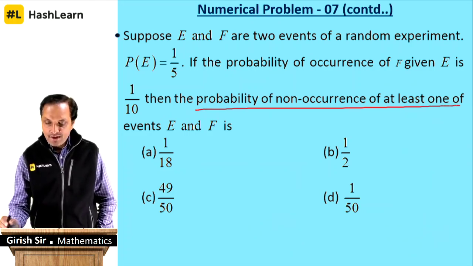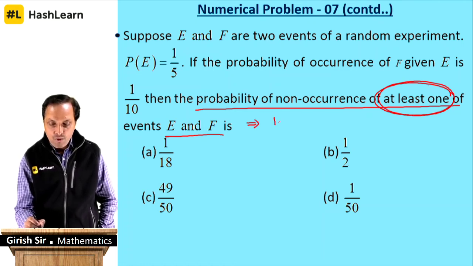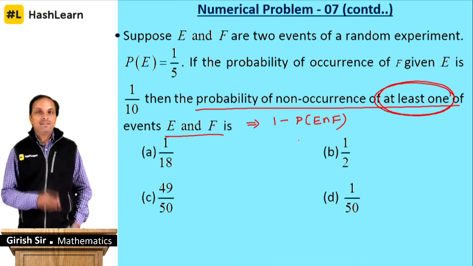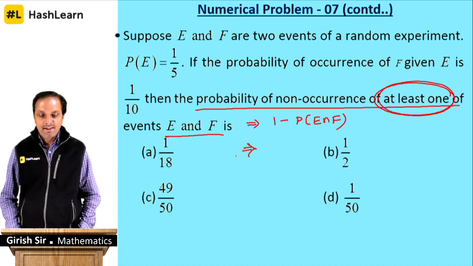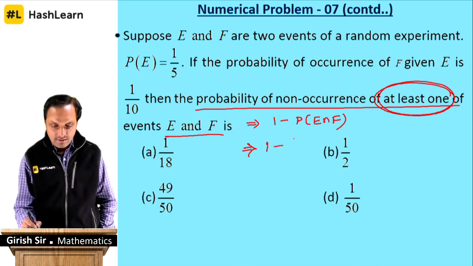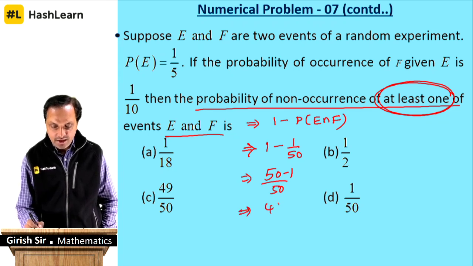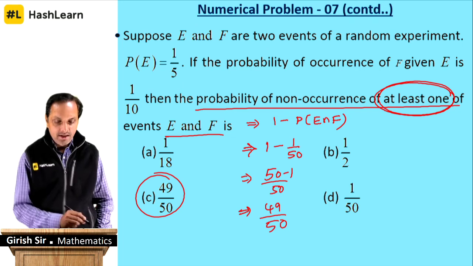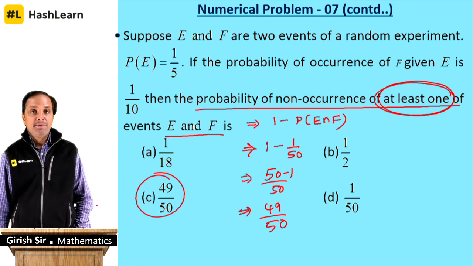So probability of non-occurrence of at least one. See, you know that at least one is nothing but 1 minus probability of E intersection F. तो इसको हम कर देंगे 1 minus 1/50. This will give you 50 minus 1 by 50, which is 49/50, and here is the answer. So 49/50, option C is the answer.